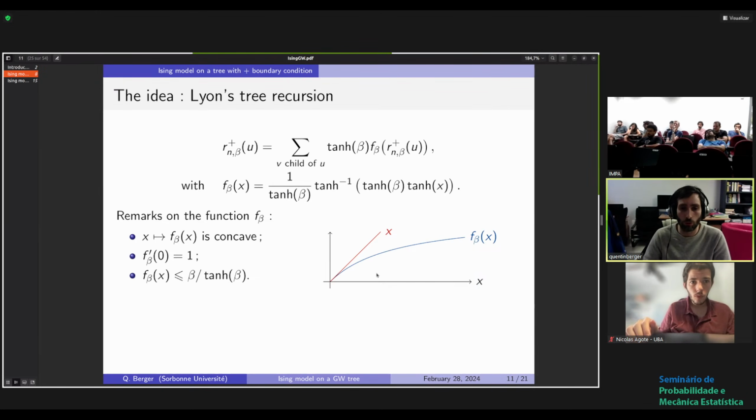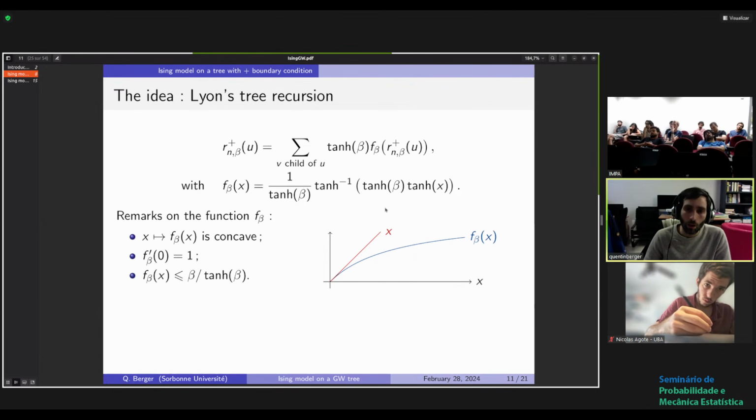So let me draw what f beta looks like. You have this recursion, and f beta here is concave, and its derivative at 0 is 1. I've normalized it so that the derivative at 0 is 1. Here you see that you have a hyperbolic tangent of beta up here, and you have a sum over the children of u, so if you take the average, you'll see m times hyperbolic tangent of beta up here.